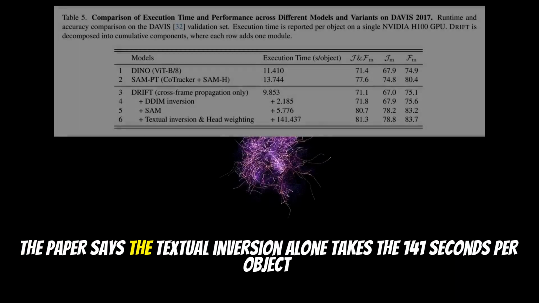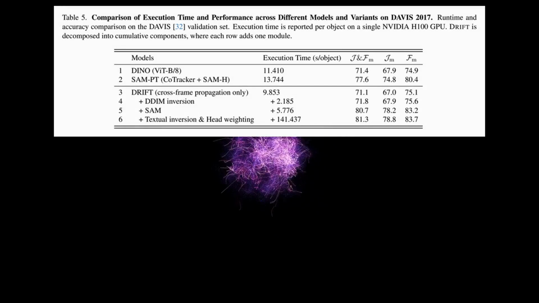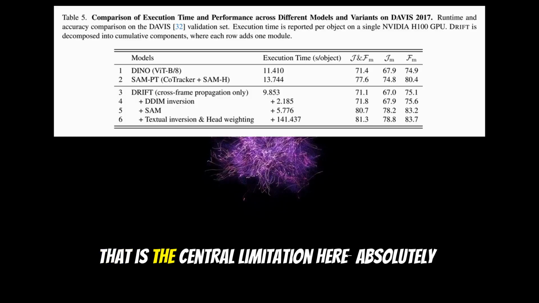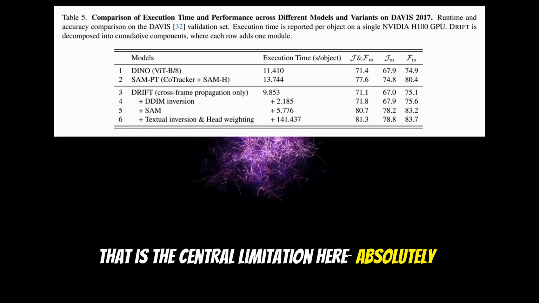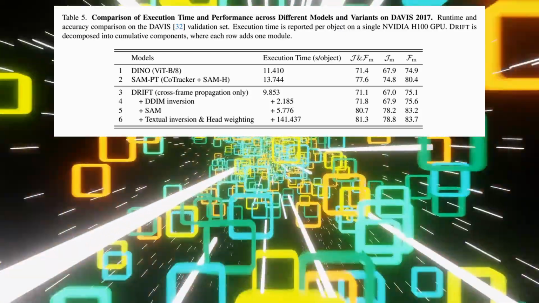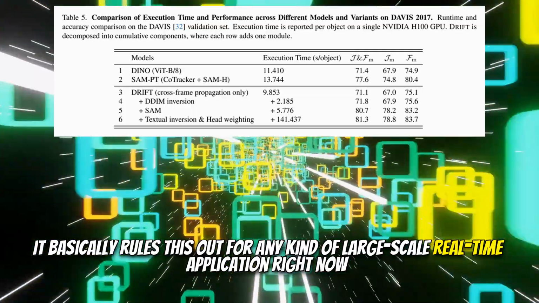The paper says the textual inversion alone takes 141 seconds per object. That's not real time. You hit the nail on the head. That is the central limitation here. Absolutely. The inversion part, even though it's a one-time cost per object, it's a heavy one. It basically rules this out for any kind of large-scale, real-time application right now.